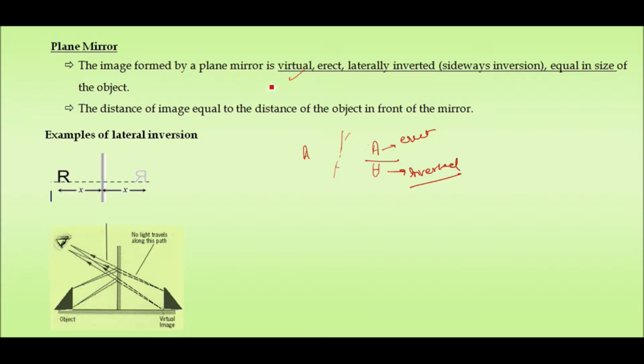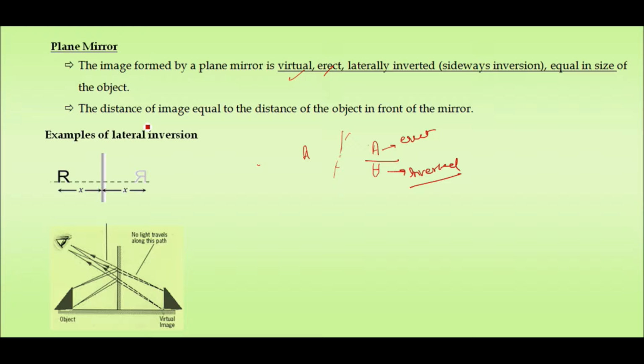So the image formed by plane mirror is virtual and erect, afterwards laterally inverted. What is meaning of laterally inverted? It's a left right reversal. So in the plane mirror you may see your left hand seems to be right hand, while your right hand seems to be left hand in the mirror. So we call it lateral inversion, that is left to right and right to left, and we also call it sideways inversion. Again, the size of image in mirror is equal to size of object. So all those things you can learn in your day-to-day life.